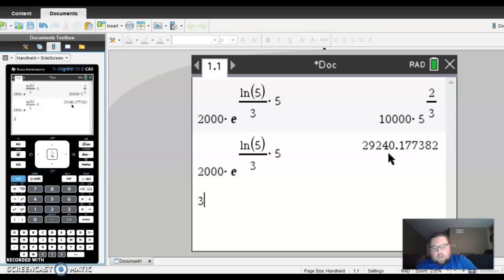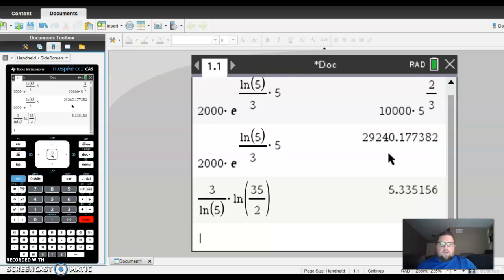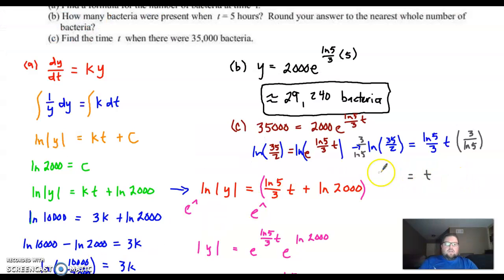All right, 3 over natural log of 5 times natural log of 35 over 2. And let's hit Control Enter this time. And there we go. So 5.335. It didn't mention anything about rounding here, so we're going to go with our 3 decimal places as our default. So t equals 5.335, and it looks like we're in hours here. So hours.